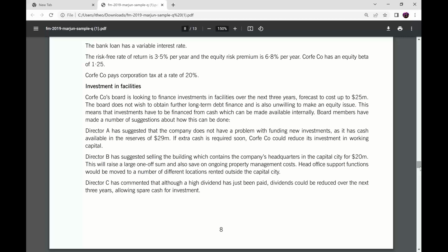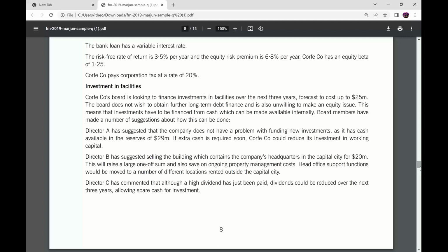Director B has suggested selling the building which contains the company's headquarters in the capital city for 20 million. B has suggested that you need 25 million. Sell the building of the company's headquarters for 20 million. This will raise a large one-off sum and also save ongoing property management costs. Head office support functions would be moved to a number of different locations rented outside the capital city.